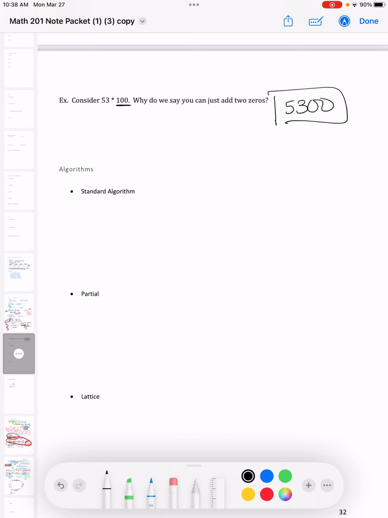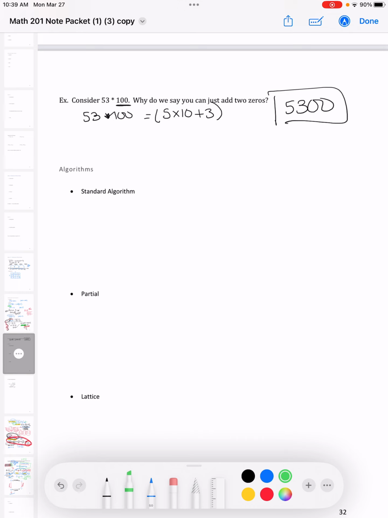But I do kind of want to explain why it works, because you're going to be teaching math, so you need to understand why some of these things work the way they are, why these shortcuts work. So I'm going to go back to our expanded form. So 53 times 100. 53 could be written as 5 times 10 plus 3. Thinking back to that expanded form that we looked at earlier.